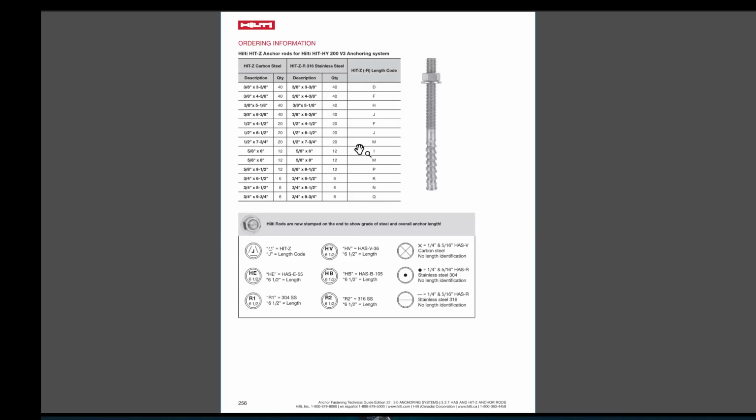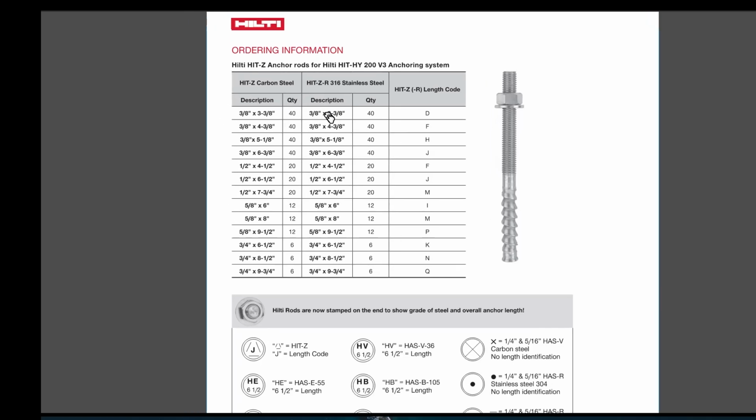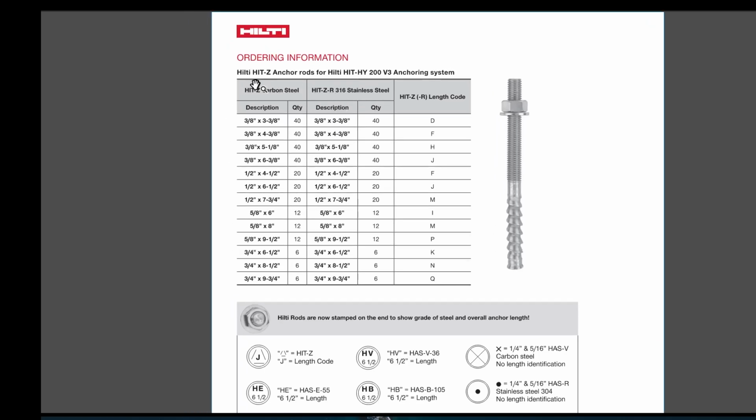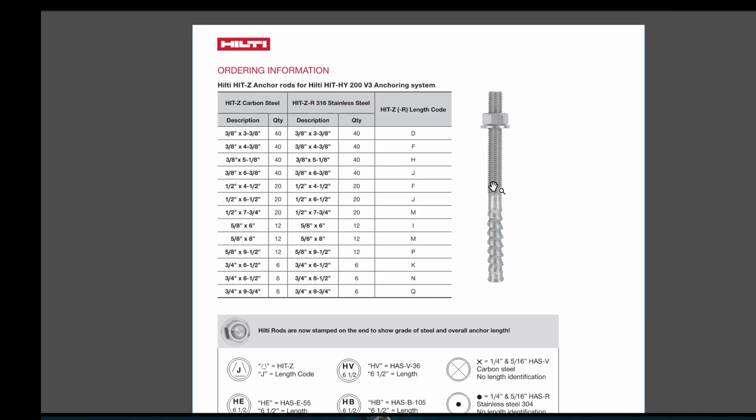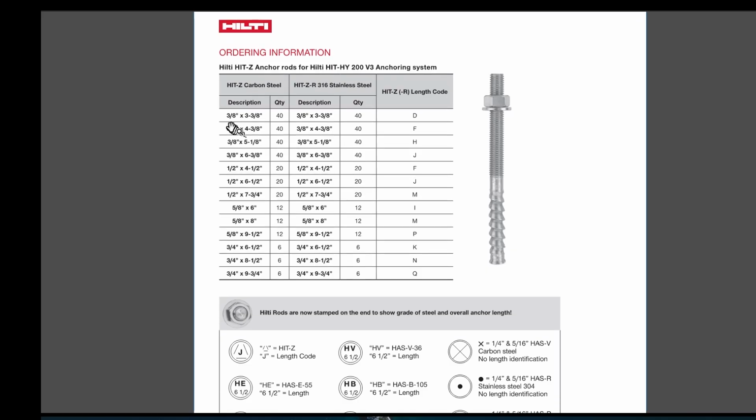The last example for adhesive rods is Hilti HIT Z anchor rods for Hilti HY200V3 anchoring system. Let's take a look at this rod. Here in the description it is a rod diameter, and in front of rod it is the available length based on the embedment.